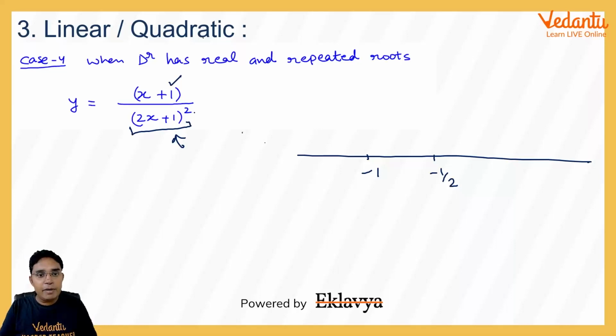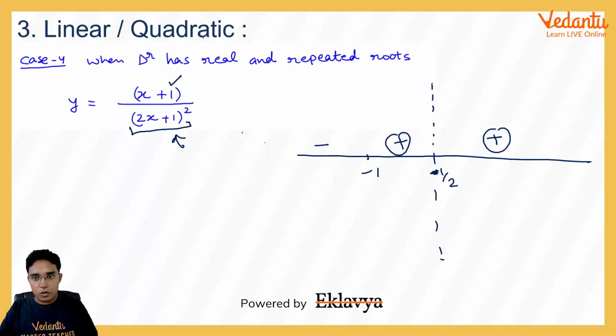Then it will be just 1 upon linear. Okay, that can be dealt with separately. But here this asymptote is at minus half. Using the wavy curve method, it will be positive here, and here also positive, because at minus 1 by 2 the sign will not change, since you have a repeated root. And then negative here. So how is the graph going to be?